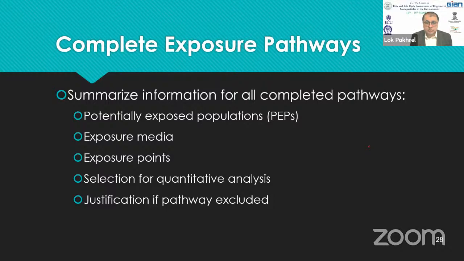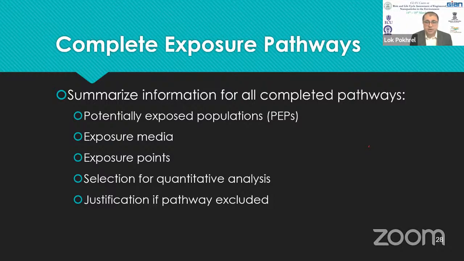So with regard to these pathways, identify potentially exposed population. So what populations are potentially exposed? Is it small children who went to the daycare and they were exposed in the daycare? Or is it elderly population, they were exposed in the nursing home? Or is it the adult population who were exposed during their work hours at the job site? So you need to identify potentially exposed populations.